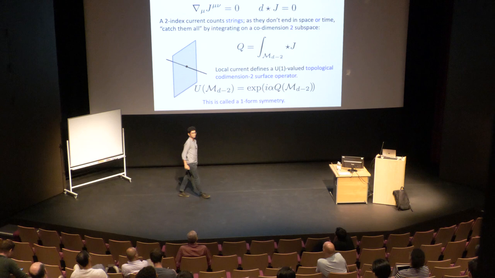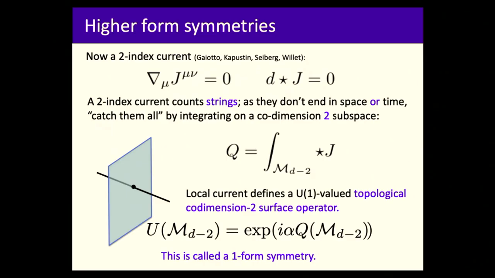Are there any questions about this higher form symmetry before I move on? Okay. So this idea is called a one-form symmetry. It's one form because the number of indices here is 1 plus. This is annoying, but there's an offset between the number of indices and the forminess of this symmetry.